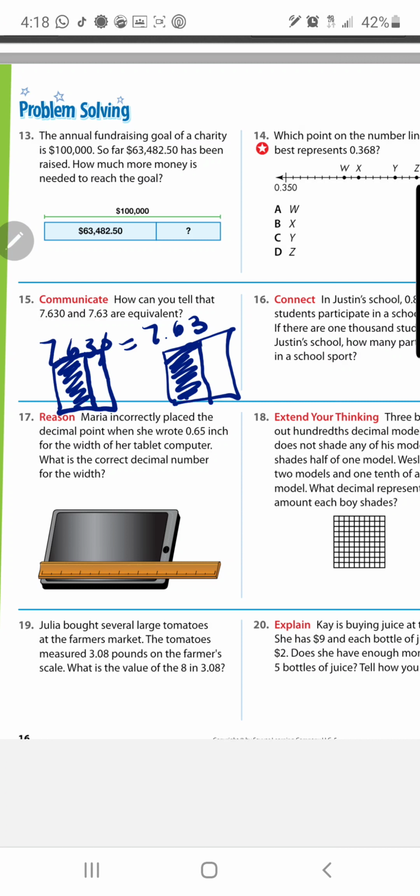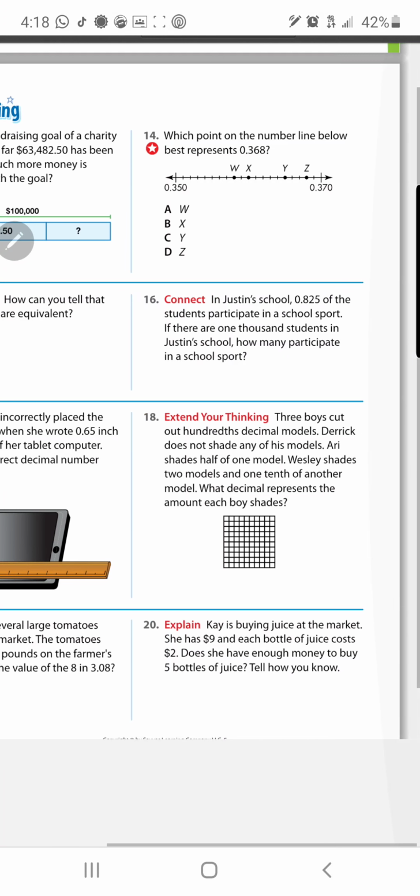But remember, you have a video that will show you how decimals can be equivalent like that. Okay, let's go to 16. It says, in Justin's school, 825 thousandths of the students participated in a school sport. If there are 1,000 students in Justin's school, how many participate in a school sport?